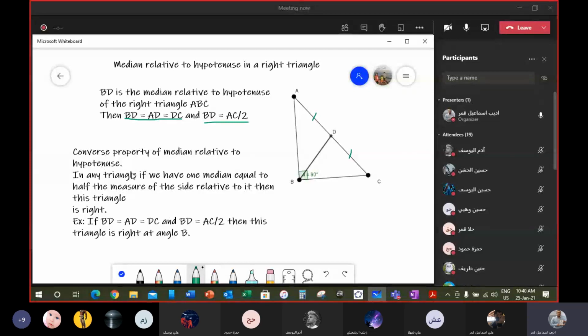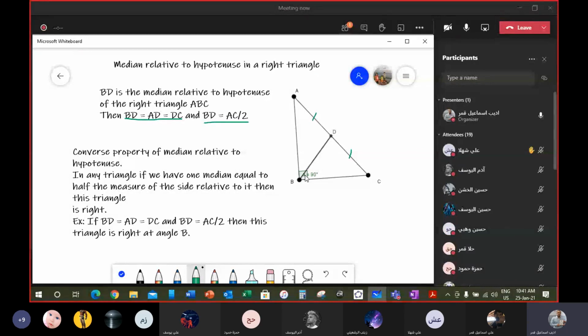The converse property of the median relative to the hypotenuse: in any triangle, if we have this triangle that I don't know is right, and one median equal to half the measure of the side relative to it, meaning I have given that BD equal AC over 2, then this triangle ABC is right. The angle B is the right angle. Example: if BD equal AD equal DC, then BD equal AC over 2, then this triangle is right at B.